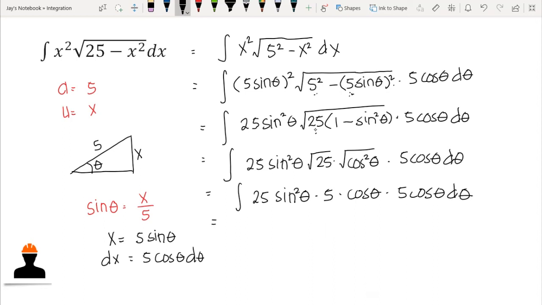So we can multiply 25 times 5 times 5. That gives us 625. And we take 625 out of the integration. And the remaining would be sine squared theta. And we have cosine theta and cosine theta here. Then that would become cosine squared theta d theta.